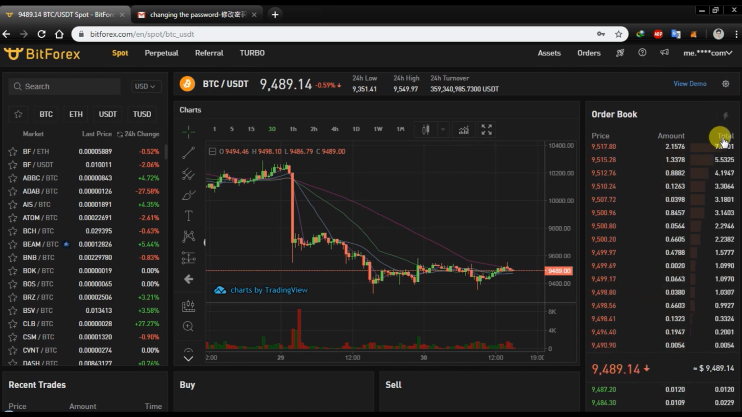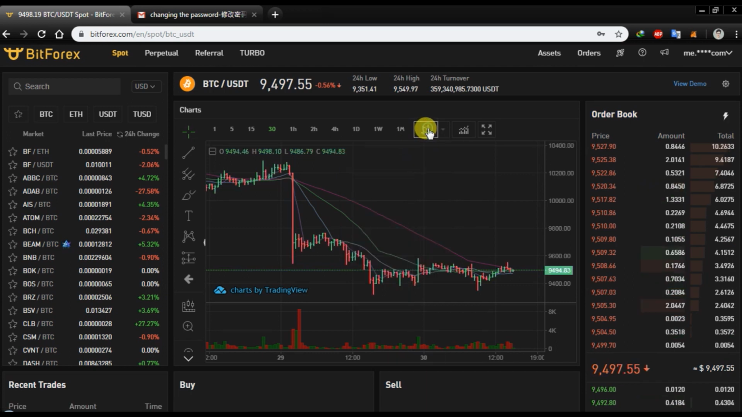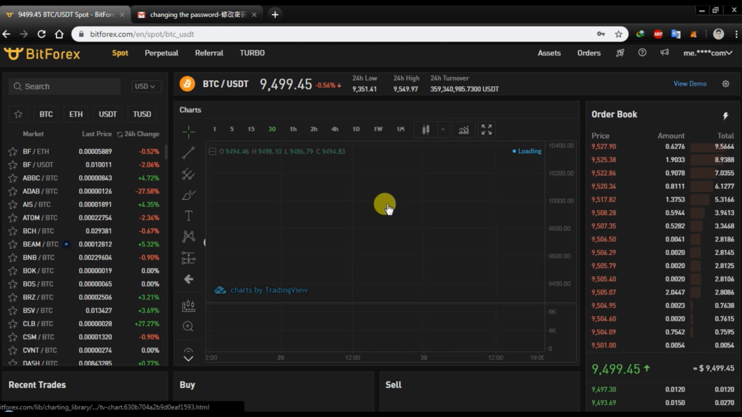Here you can see the time frame on the chart and the tools on the left of the chart, and 70 more indicators to help you analyze technically. This makes it easy for you to minimize losses. Time frames like 1 minute, 5 minute, 15 minute, 1 hour, 2 hour, 5 hour, 1 day, 1 week, 1 month. And candle styles like bars, candles, hollow candles, Heikin Ashi, line, area, and baseline.